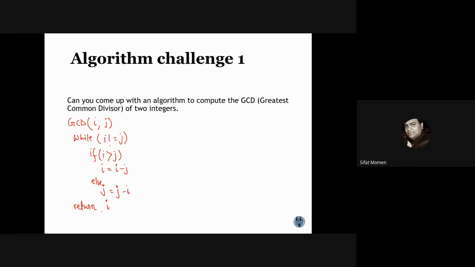So that's good enough. Is it clear, Nakina? Yes, sir. Does it make sense to everyone? Yes, sir. So this is a simple algorithm to compute the GCD of two numbers.